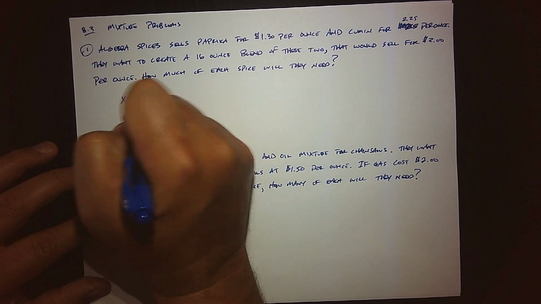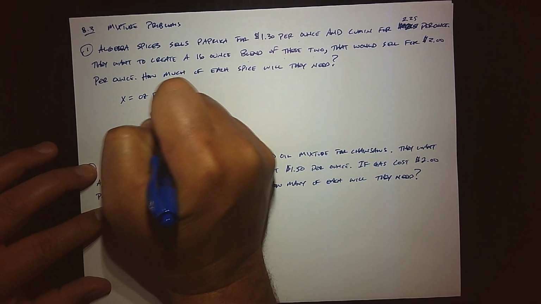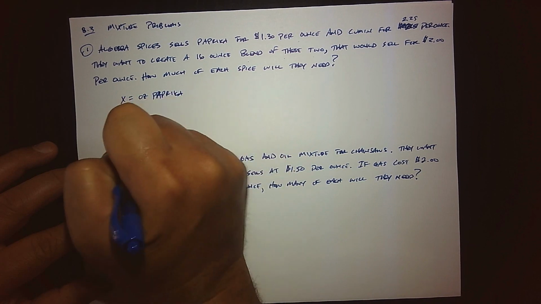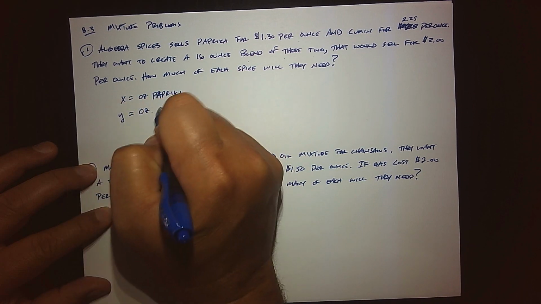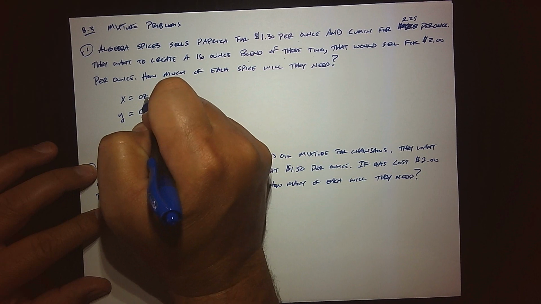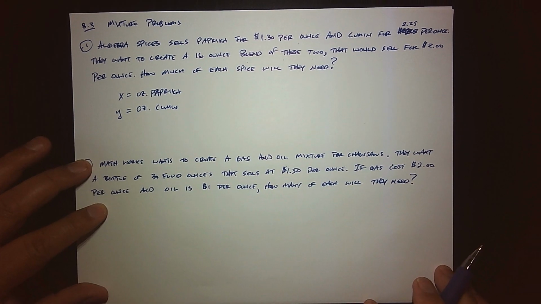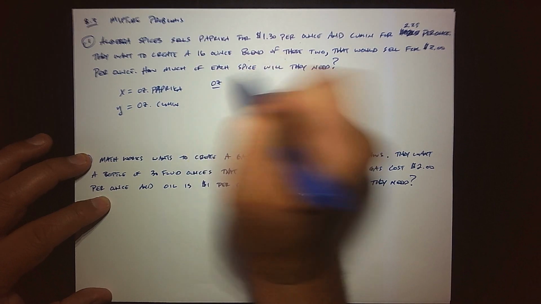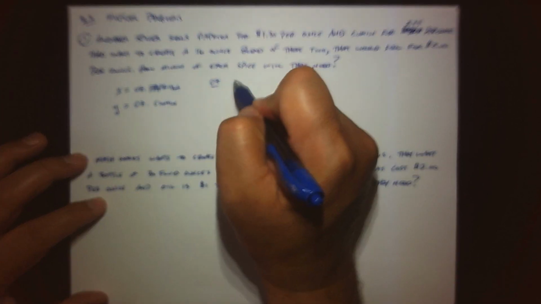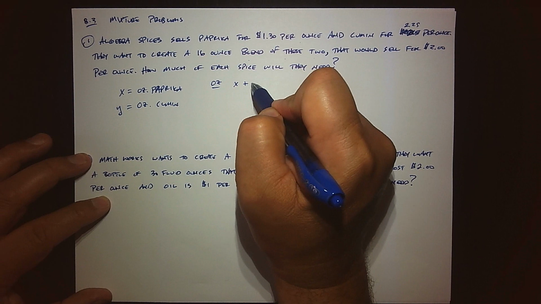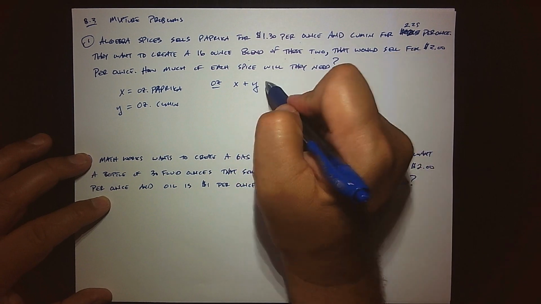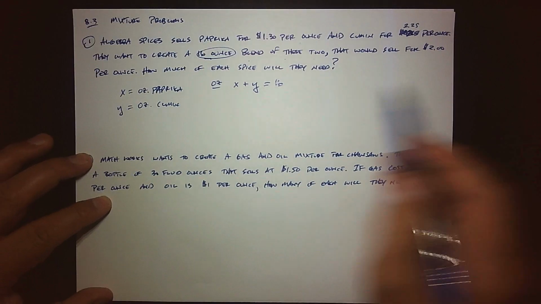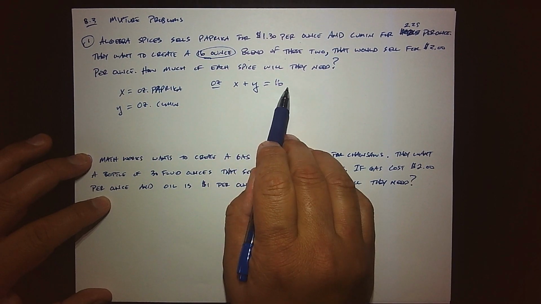So again, X would be the ounces of paprika, and Y would be the ounces of cumin. So it looks like they're going to have a little bit of a barbecue or something. All right, so there's our unknowns. Again, we have the freebie, right? So how many total ounces do we have? Well, there's an X amount of paprika. There's a Y amount of cumin, and in total, we want 16 ounces in our blend.